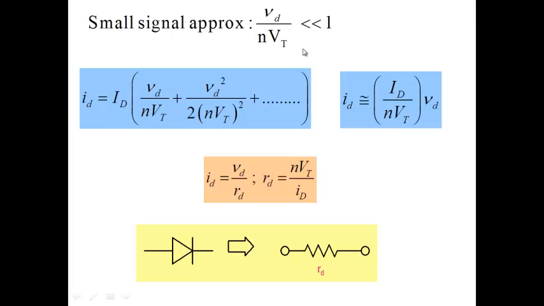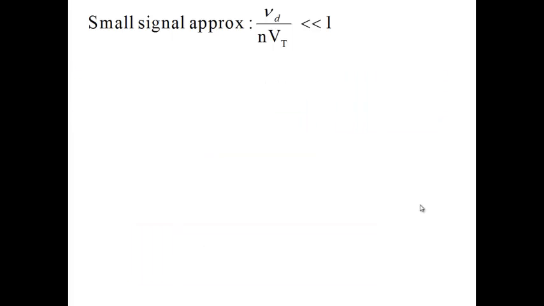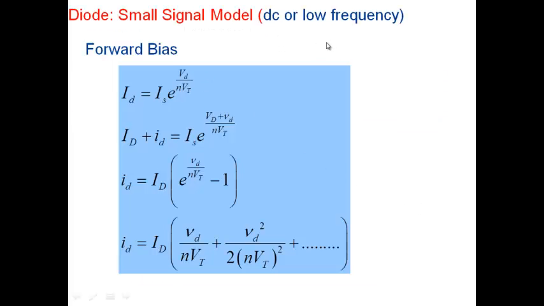How small really depends on how accurate an analysis you want to do. If you want a very accurate analysis, maybe you want to keep VD to 1 millivolt. If you are happy with maybe 10% error or so, you can keep it at 5 millivolt or 6 millivolt of that kind.